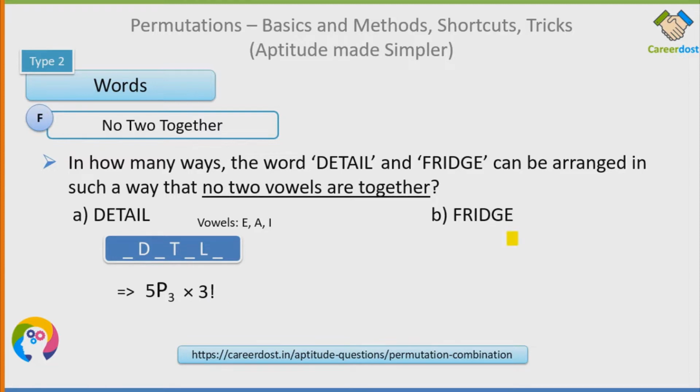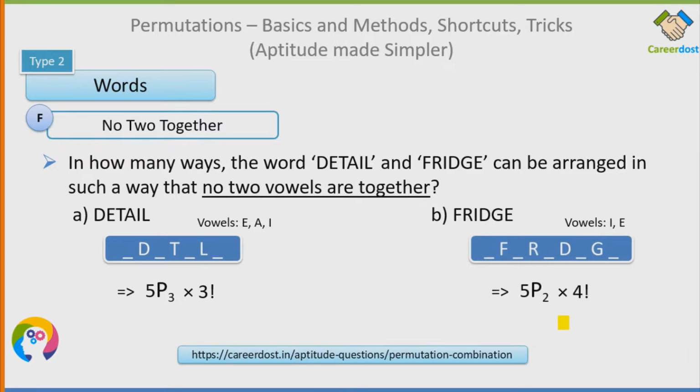In the case of FRIDGE, the vowels are I and E. So the rest of the letters are F, R, D, G. So we have 5 places, and we have to arrange 2 vowels. So 5P2 into the remaining letters, which are 4, so into 4 factorial. Once you solve these, you will know in how many ways the word DETAIL and the word FRIDGE can be arranged in such a way that no 2 vowels are together.